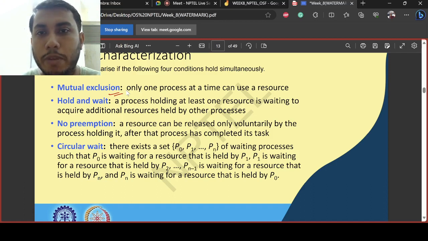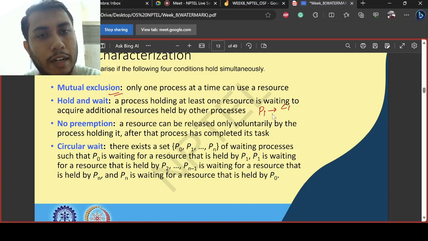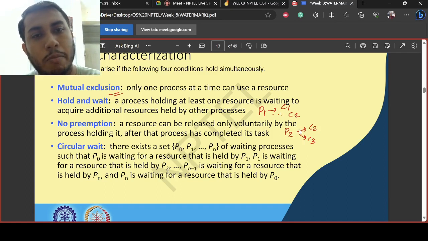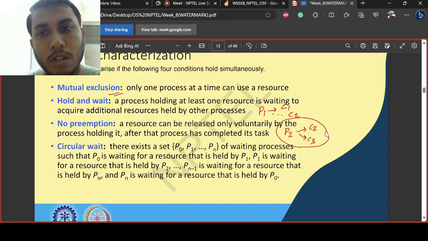Hold and wait: our process P1 is holding at least one resource, and it is waiting to acquire an additional resource held by some other process. It is similar to the dining philosophers problem, where philosopher 1 is holding chopstick C1 and wants C2, but C2 is currently held by, let's say, P2, which is eating using C2 and C3. So that is your hold and wait.